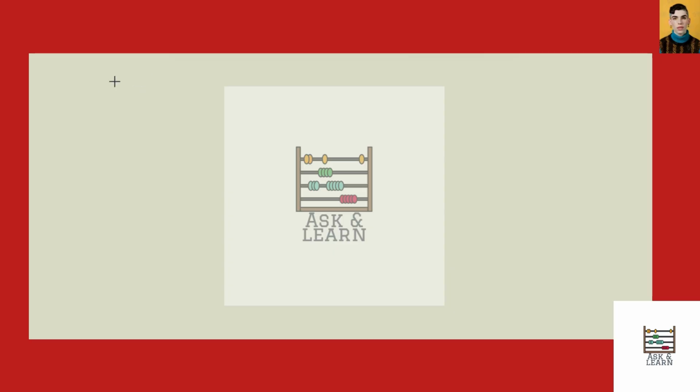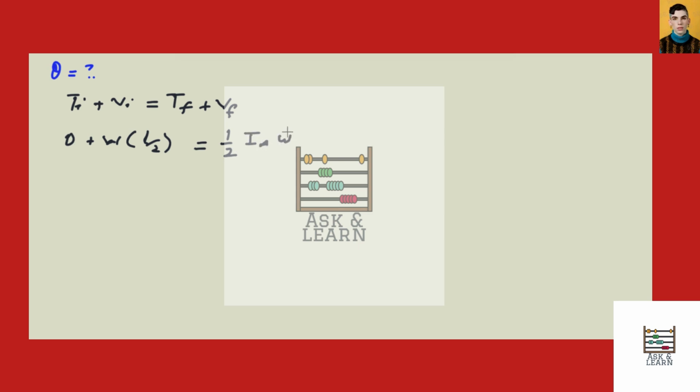In this problem, we are going to calculate the angle theta. In order to calculate this angle, let's apply the law of conservation of energy as Ti plus Vi is equal to Tf plus Vf. This can be written as 0 plus W into L by 2 is equal to Tf, which is equal to 1 divided by 2 Ia omega square plus W into L by 2 cosine of theta. We call it equation number 1.